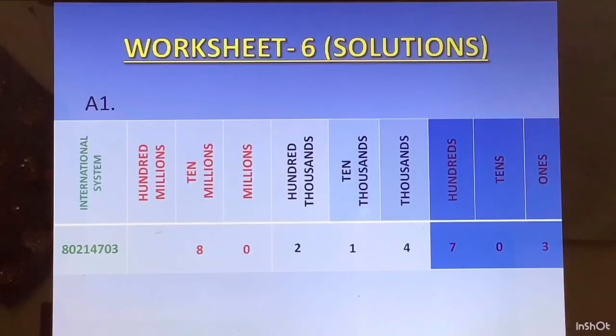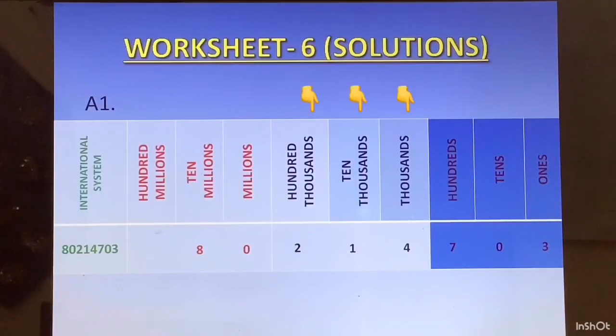Here the digits have been placed according to the place value chart. To write the number, we will look at the number as per periods, that is millions period, thousands period and units period. So in millions period we have digits in 10 million and million column, that is 8 in 10 million and 0 in the million column. So we will read it as 80 million.